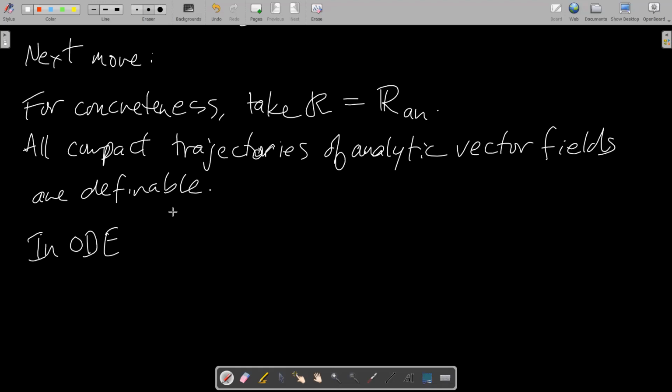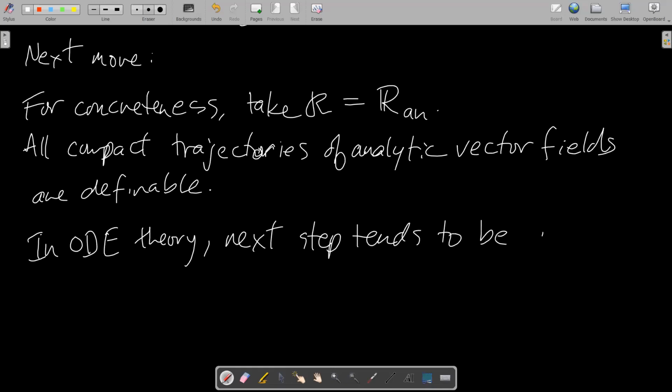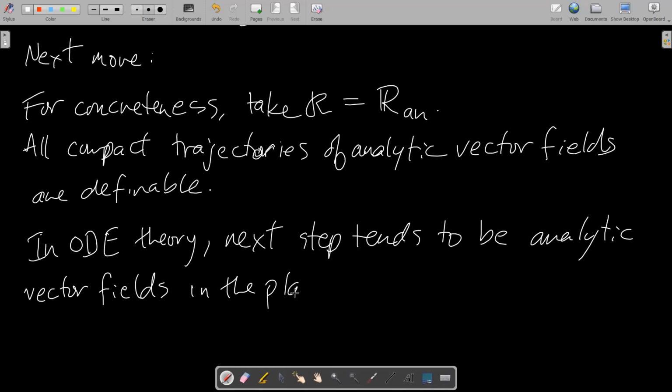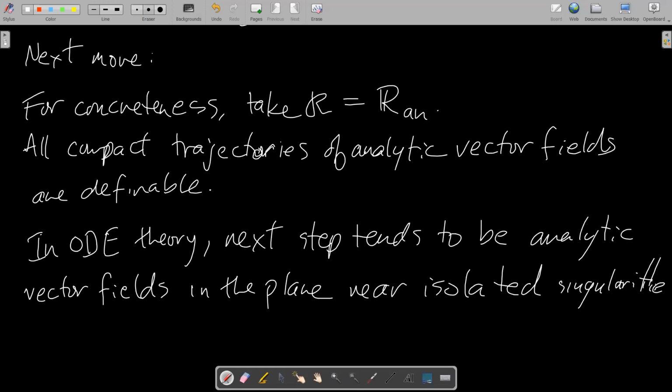I can't prove this statement. It's just one of these things, but in ODE theory, the next step after linear tends to be looking at analytic vector fields. Well, in fact, let's be precise, analytic vector fields in the plane. That'll make it easy. In the plane, near isolated singularities. So zeros, isolated zeros, or places where it's not defined. Oh, that's ugly. Well, singularities.